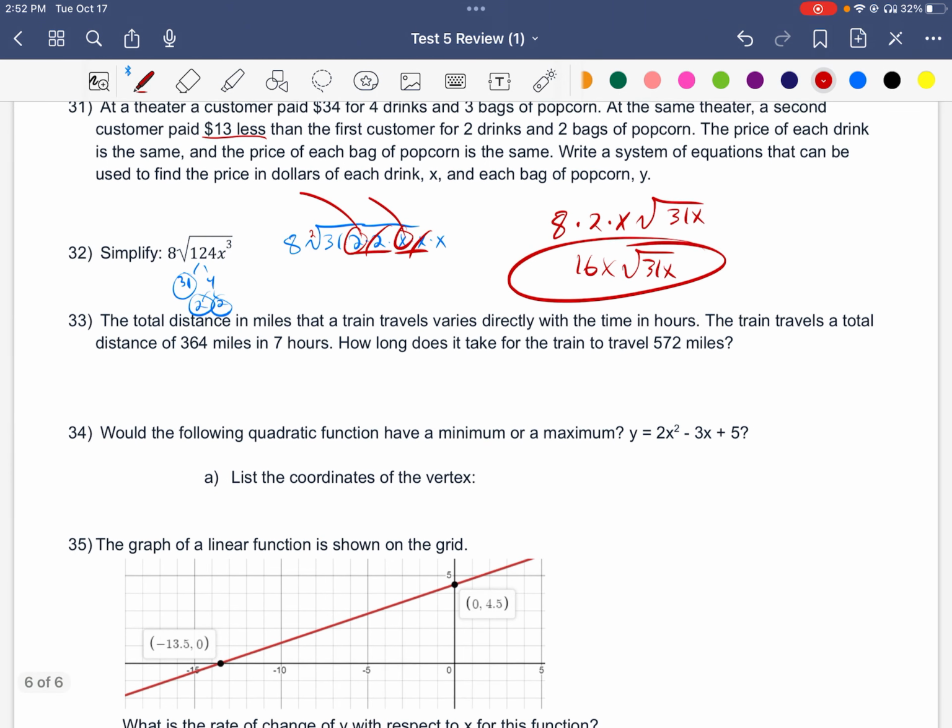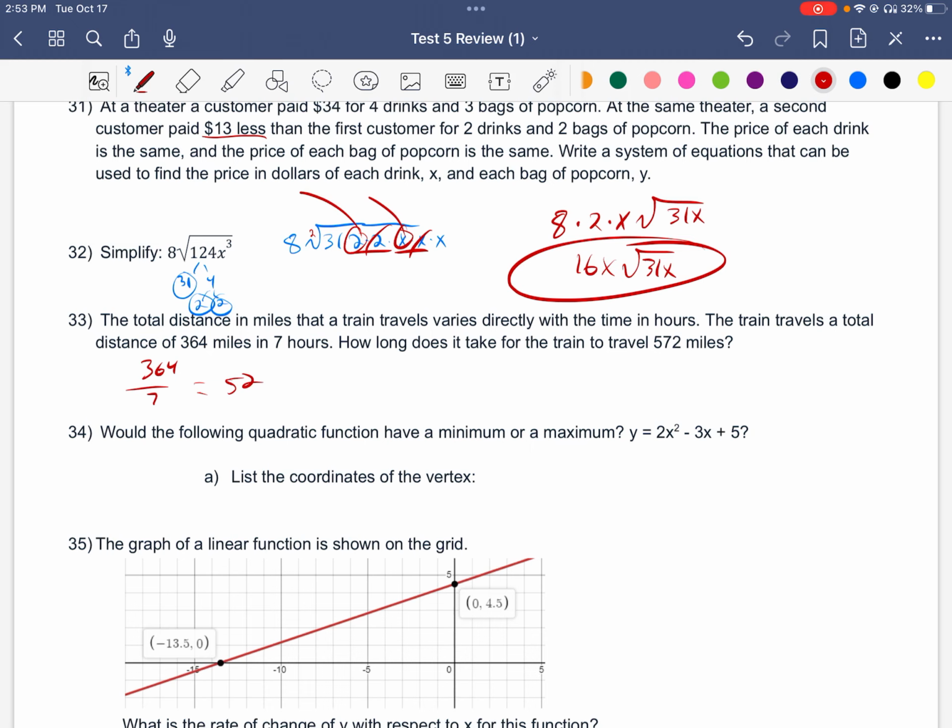33. The total distance in miles that a train travels varies directly with the time in hours. The train travels a total distance of 364 miles in 7 hours. How long does it take for the train to travel 572 miles? What I would do is I would find the train's miles per hour. Let's do that. 364 over 7. That gives us 364 divided by 7, 52.